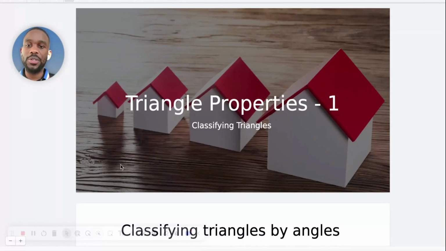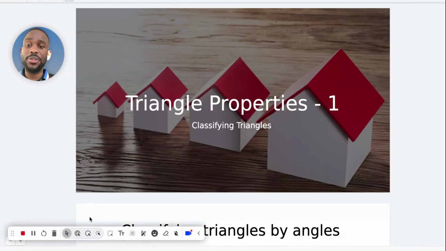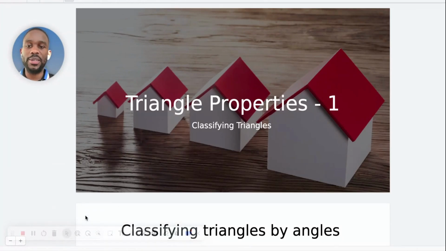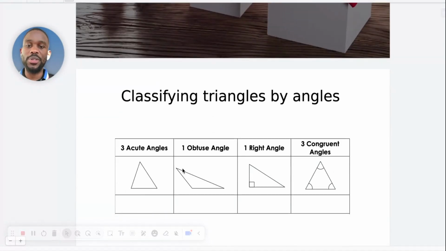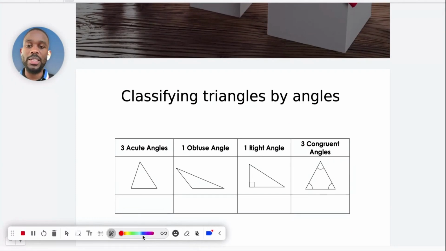The first thing we're going to do in triangle properties is classify triangles. By now you should know, guys, a triangle is a three-sided figure and we're going to classify these triangles using angles and using sides. So let's get into it. If we're using angles, we know that a triangle has three angles, right?